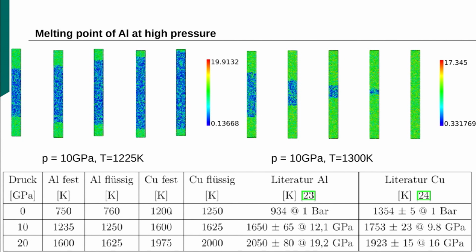Here's a melting point of pure copper. It's not too bad. It's slightly above 1000 Celsius, 1066. Here you see the literature values. Here we expect 930 for aluminum, 1300 for copper. And now at 10 gigapascal and at 20 gigapascal, you see this strong increase in the melting points. This is aluminum. Here, this is copper.